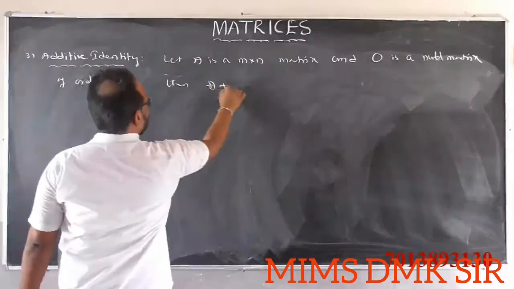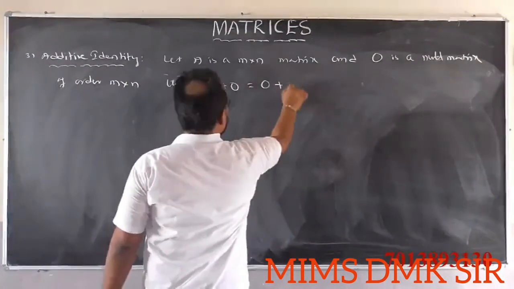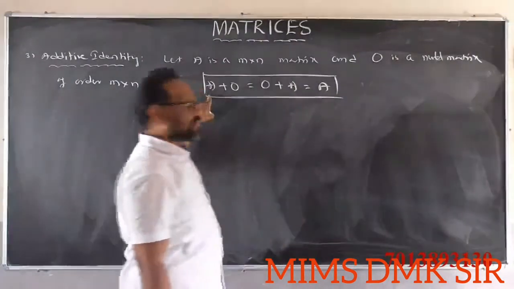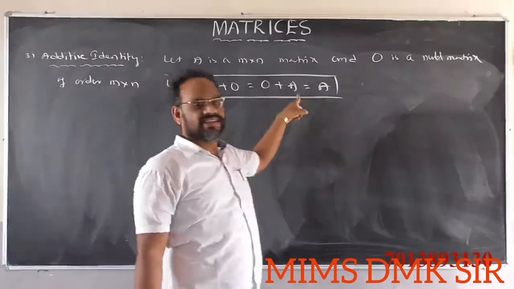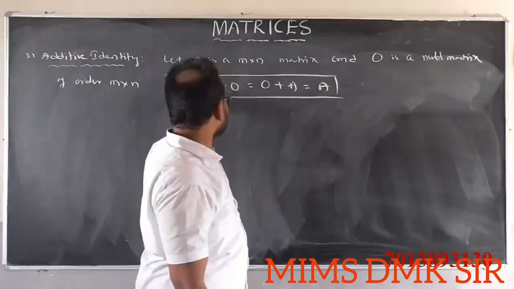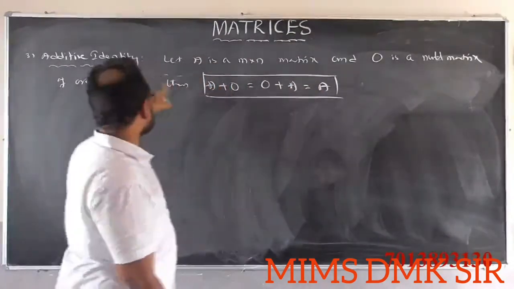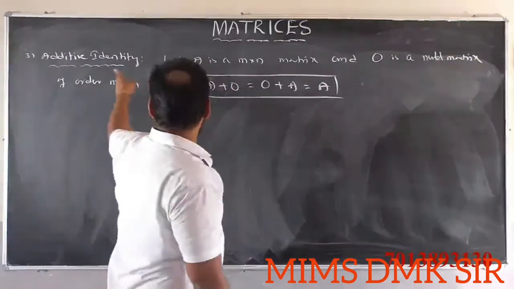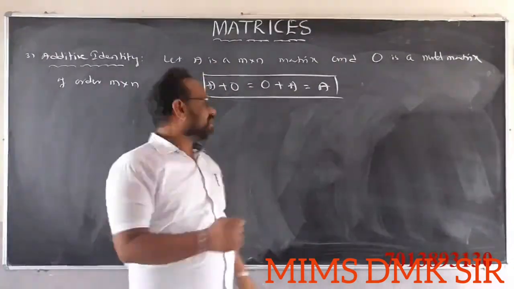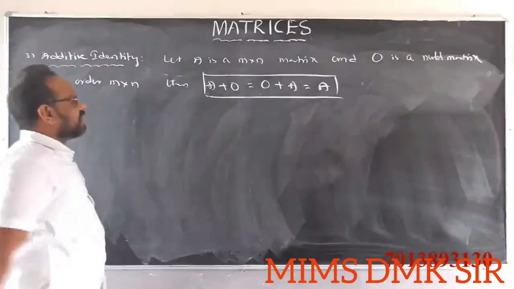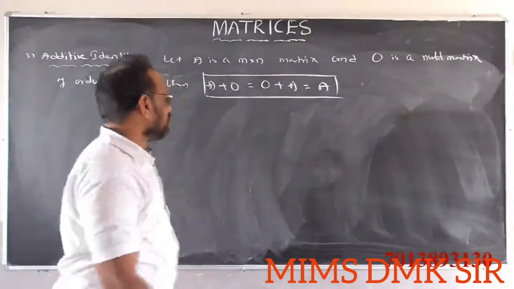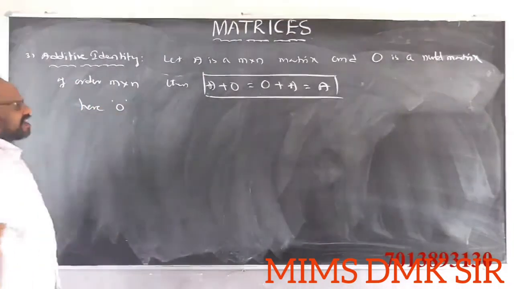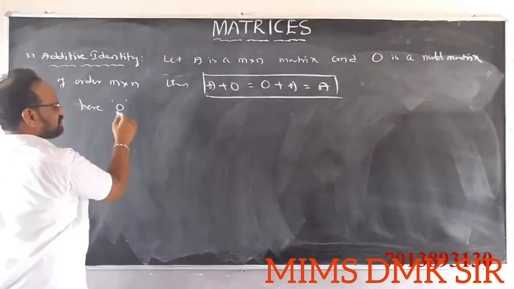Then A plus 0 is equal to 0 plus A is equal to A. It will satisfy this condition. This is matrix plus null matrix; null matrix plus matrix gives the matrix only. So A plus 0 is equal to 0 plus A is equal to A. So the null matrix 0 is called the additive identity of all m by n matrices. Let A be of order m by n, then A plus 0 is equal to 0 plus A is equal to A. So here, null matrix 0.